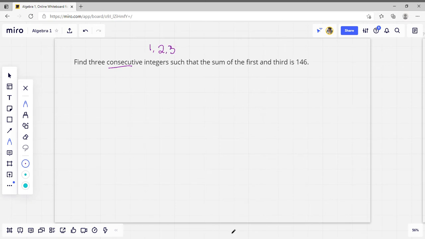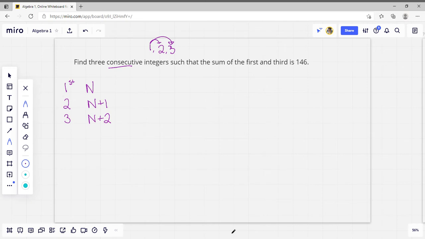Alright, so the first step to solving these kinds of problems is to name each of these. So our first is going to be called n. Our second would be n plus 1, because if we went from 1 to 2, we have to add 1, okay? And our third is going to be, if we went from 1 to 3, we would have to add 2, so it would be n plus 2.